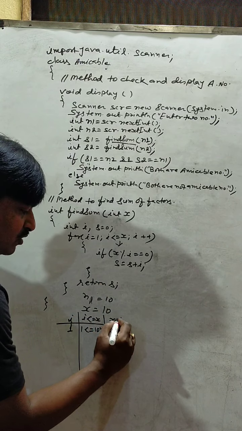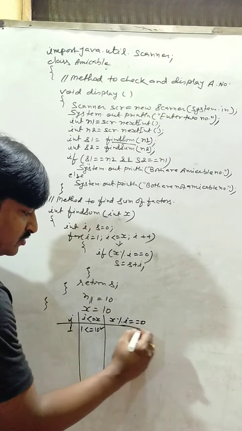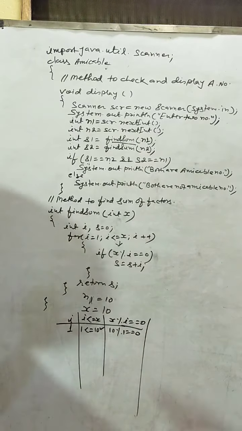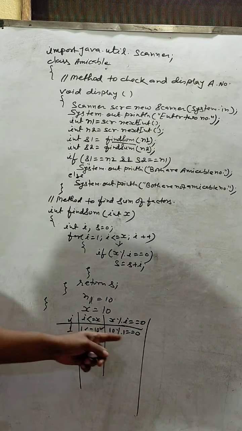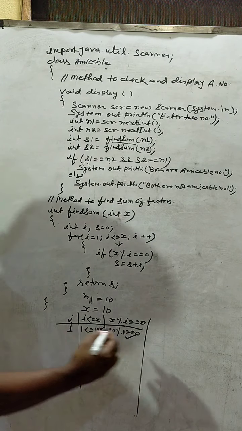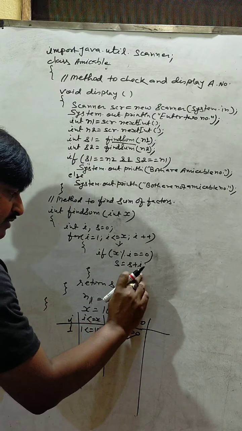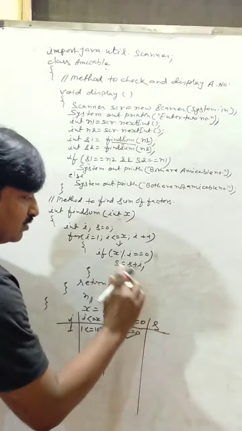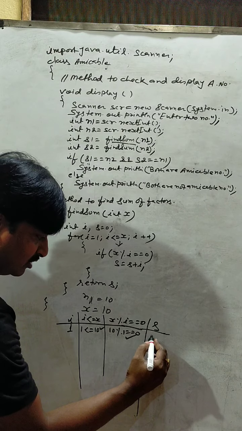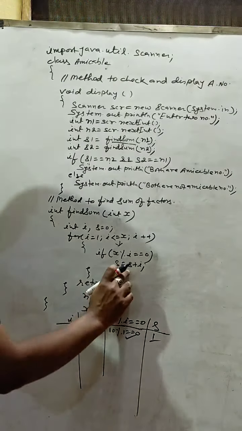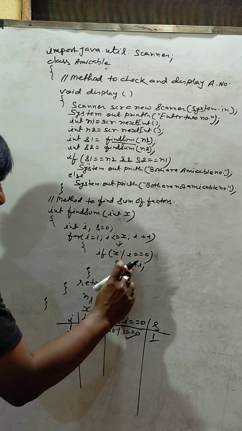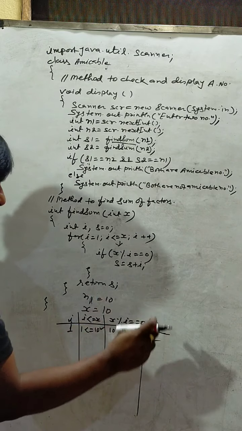Here, check if x mod i equals 0. x, that is 10, mod 1 equals 0. We know 1 is the universal factor, therefore 1 will divide 10. So this condition is true. If the condition evaluates to true, then this line will be executed: s equals s plus i. s is initialized to 0 and the value of i is 1. So 0 plus 1 is equal to 1.